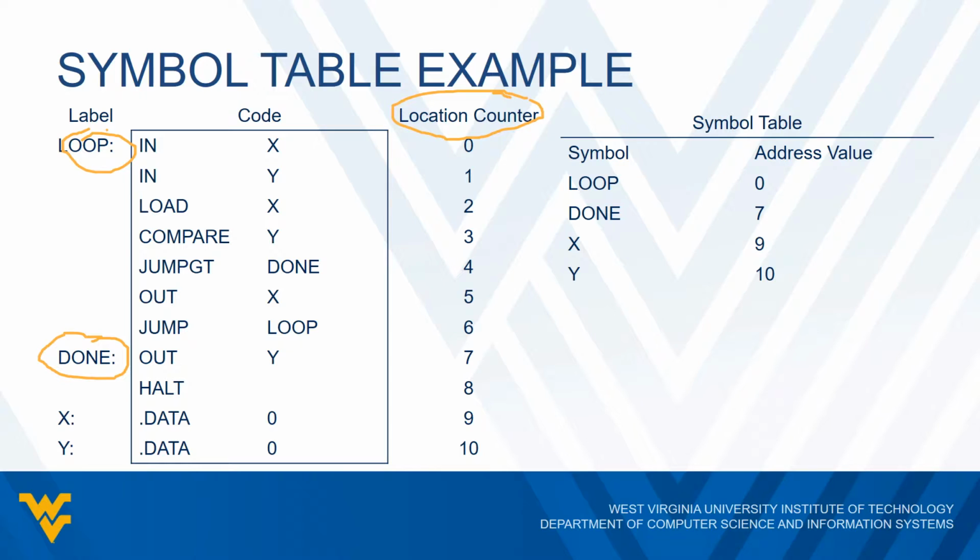And then we also do this for our data. So we're doing this for any other labels. So we do this for X and Y as well. Those are going to get stored in the symbol table, and we store the address values, which will be the location counter values. So that's going to be 9 and 10.